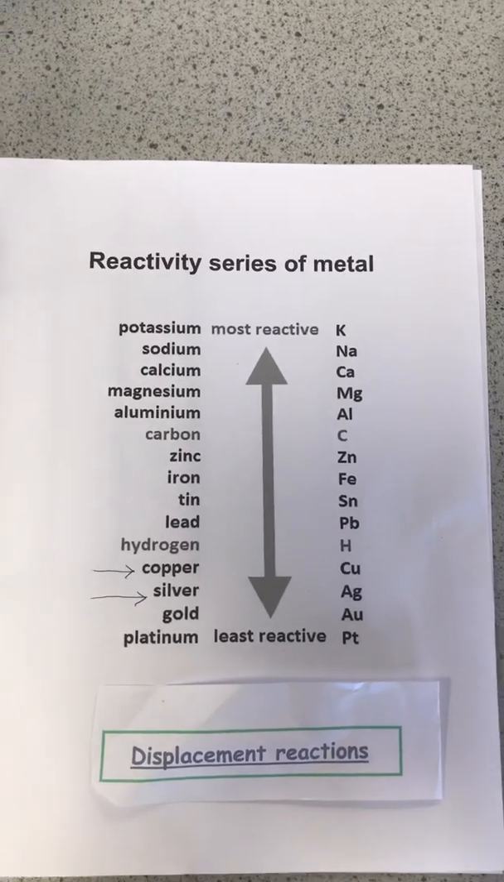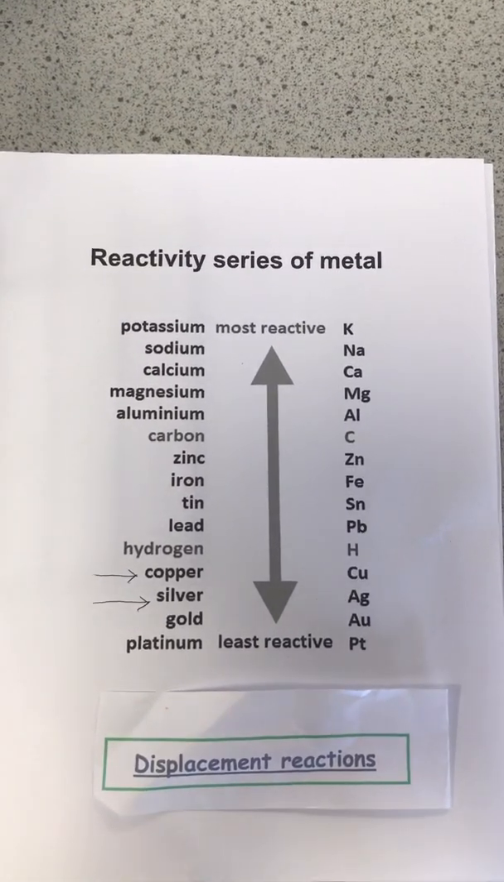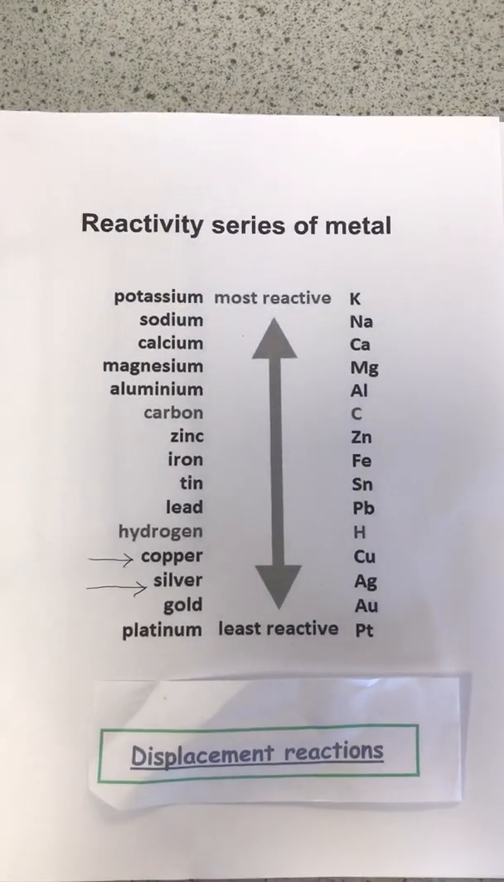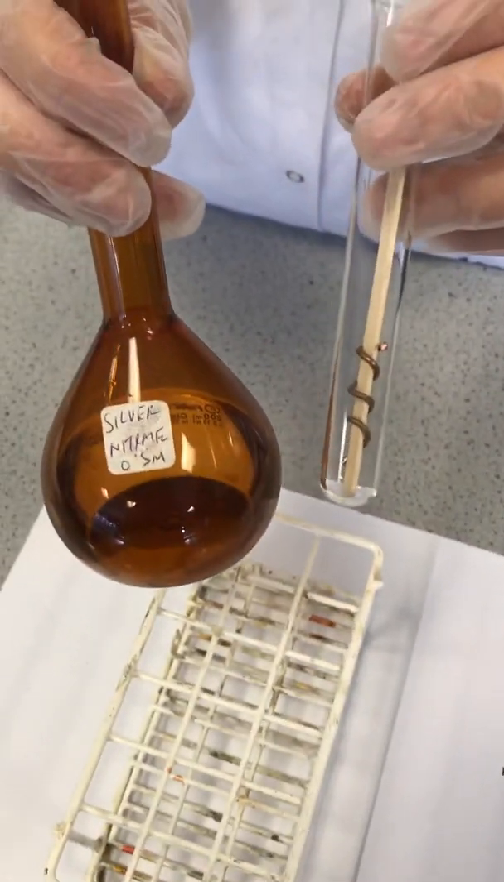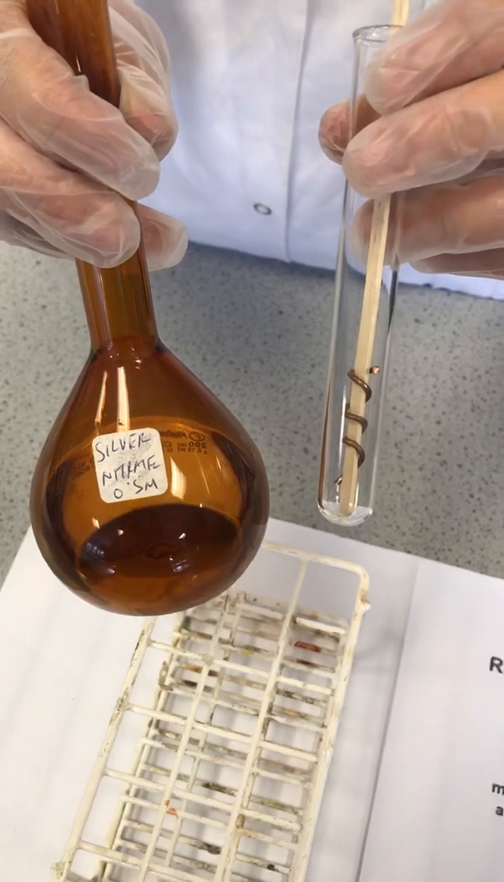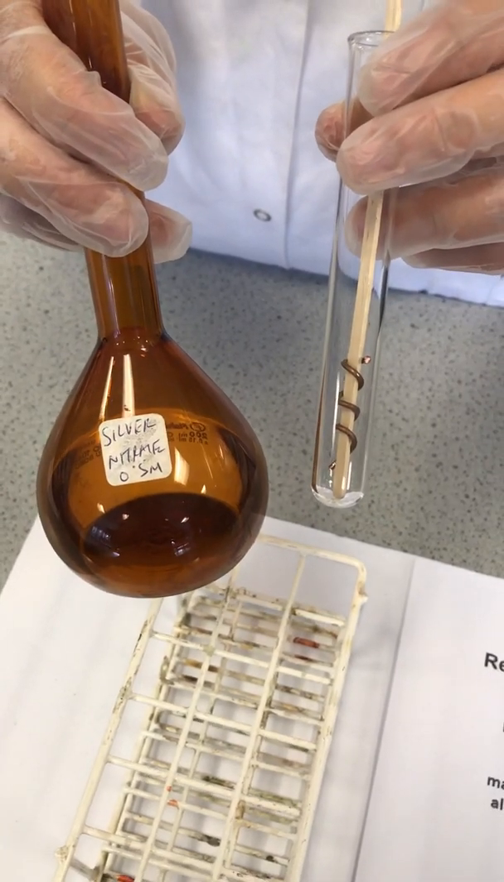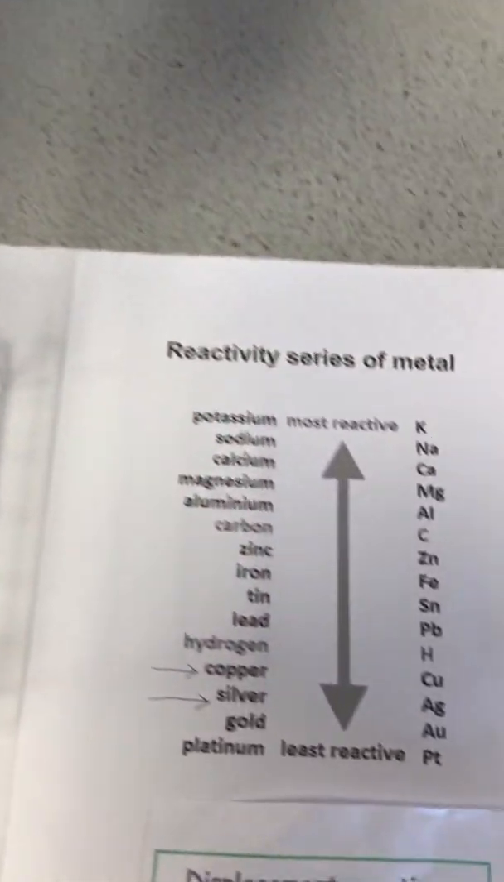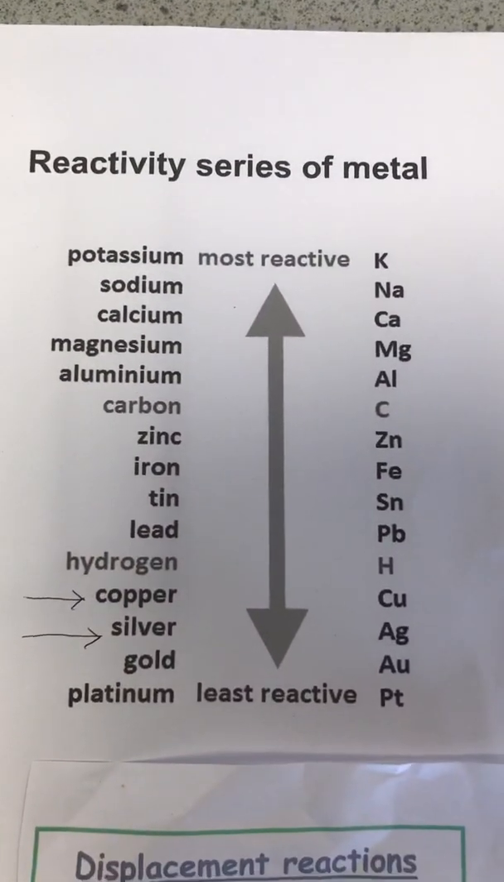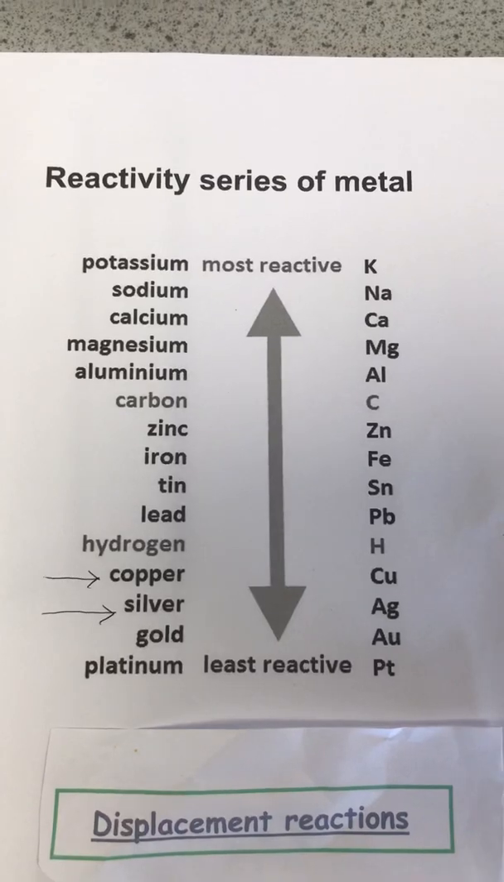It's time to check your knowledge. We have one more simple displacement reaction. It is a reaction between copper metal and silver nitrate solution. Your teacher may pause this video in a few seconds so you can now predict, using your reactivity series, what will happen when you react copper metal with silver nitrate solution.